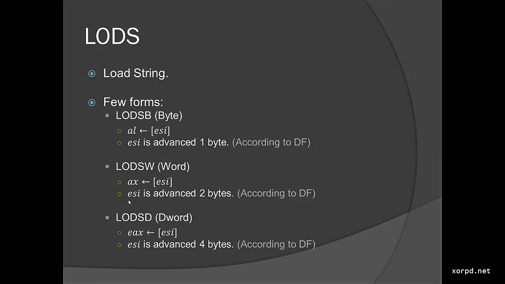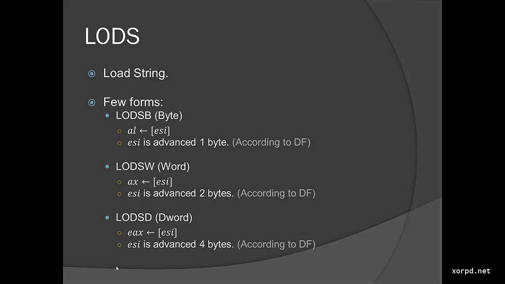The third form of this instruction is load_sd, where d stands for dword. In this form, we load 4 bytes from the location in memory pointed by ESI and copy it into EAX. Then immediately ESI is advanced 4 bytes according to the direction flag.